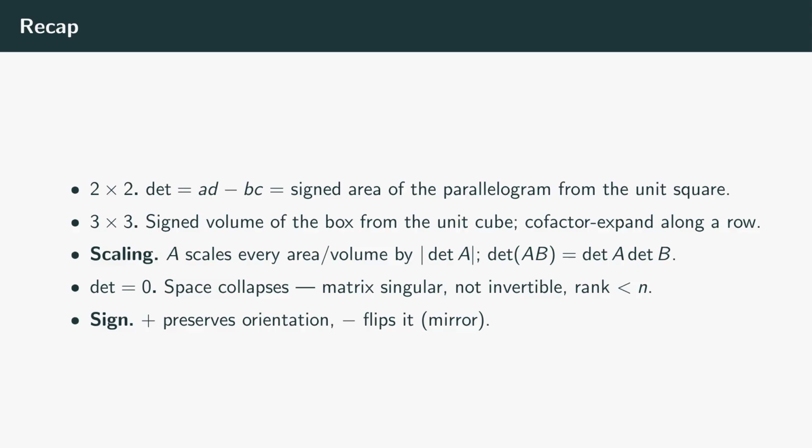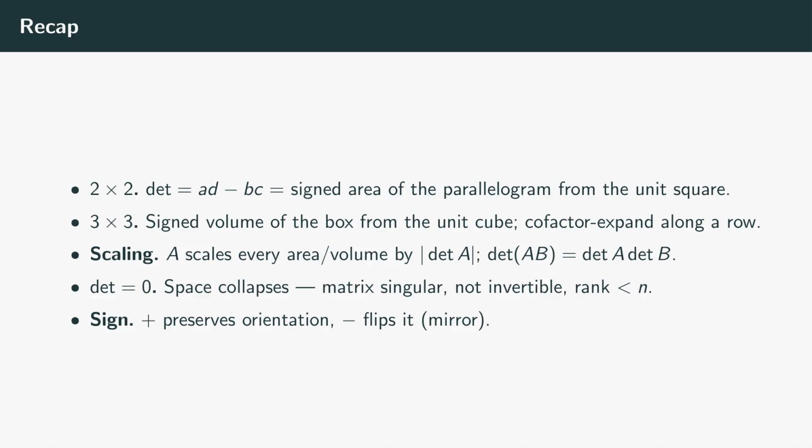Let's recap. For a 2x2 matrix, the determinant is AD minus BC, and geometrically it is the signed area of the parallelogram the matrix makes from the unit square. For a 3x3 matrix, the determinant is the signed volume of the box the matrix makes from the unit cube, and you can compute it by cofactor expansion along a convenient row, ideally one with zeros. The determinant is the scaling factor of the whole transformation.